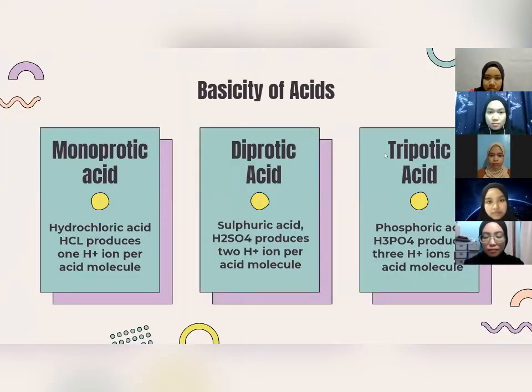There are three types of acid: monoprotic acid, diprotic acid, and triprotic acid. Monoprotic acid is an acid that produces one H+ ion per acid molecule. Hydrochloric acid is an example of monoprotic acid. The next one is diprotic acid, an example of which is H2SO4, that produces two hydrogen ions per acid molecule. And an example of triprotic acid is phosphoric acid, H3PO4, that produces three H+ ions per acid molecule. Okay, do you understand?